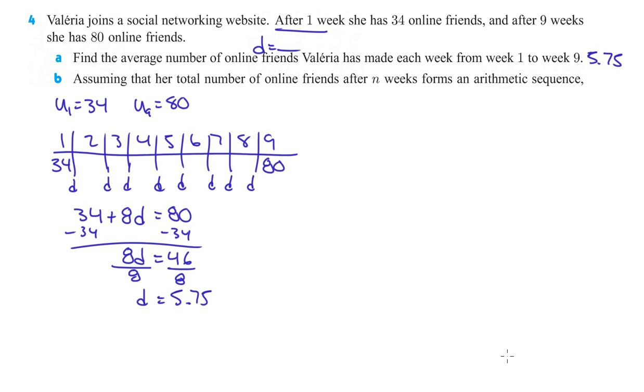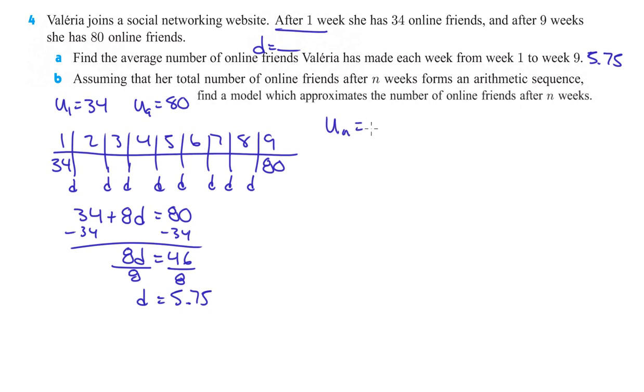Okay, and then part B, it says, assuming that our total number of online friends after n weeks forms an arithmetic sequence. Apparently I chopped off the rest of the problem here. Let's figure out what that is. Okay, found the rest of the question. So assuming that the total number of online friends after n weeks forms an arithmetic sequence, find a model which approximates the number of online friends after n weeks. So here's where we would want to use u sub n equals u sub 1 plus n minus 1 times d, right?